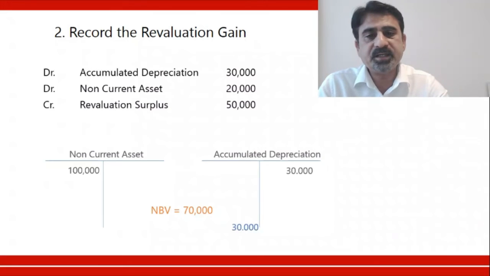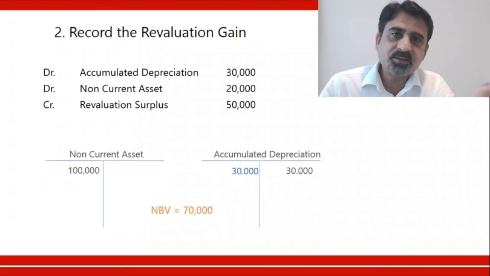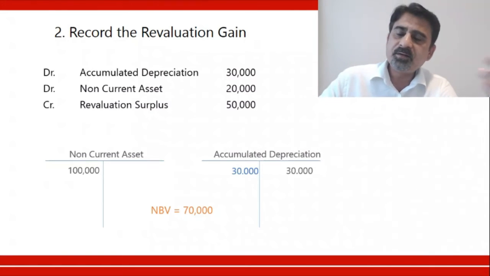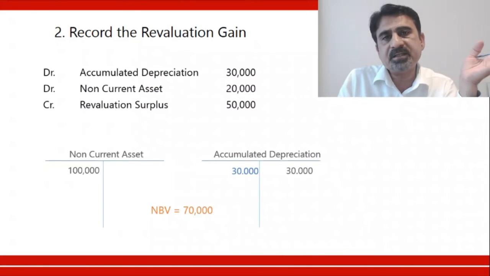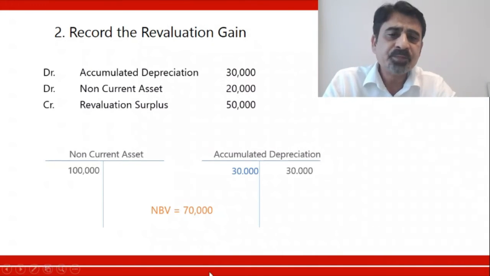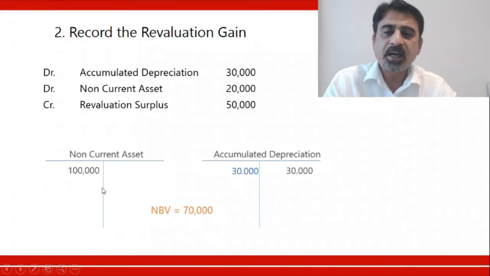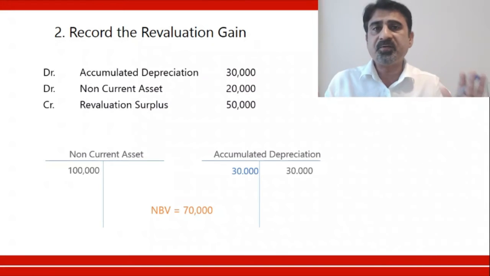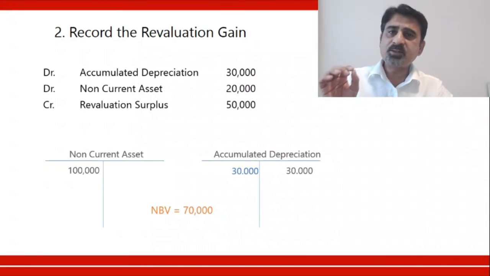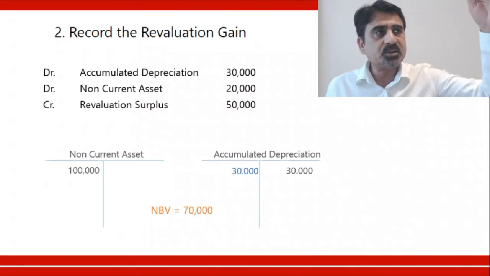We bring it back. We say debit accumulated depreciation. So whatever mistake we made in the past, we rectified that mistake. After reversing the accumulated depreciation, you push up the asset value from 70,000 to 100,000. Now if you see, the accumulated depreciation ledger balance is 0 and the non-current asset is 100,000. So the net book value automatically becomes 100,000. And now from 100,000, the asset has only gone up by 20,000. So the asset did not increase in value by 50,000, by the way. The asset only increased in value by 20,000. 30,000 was your mistake.